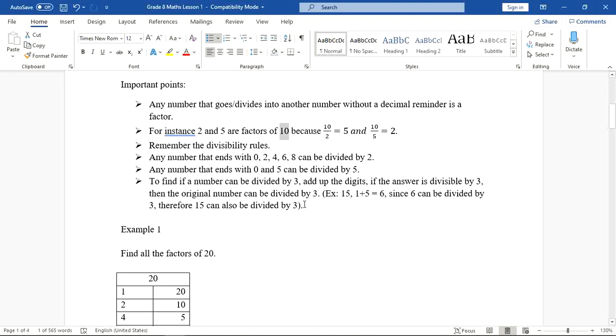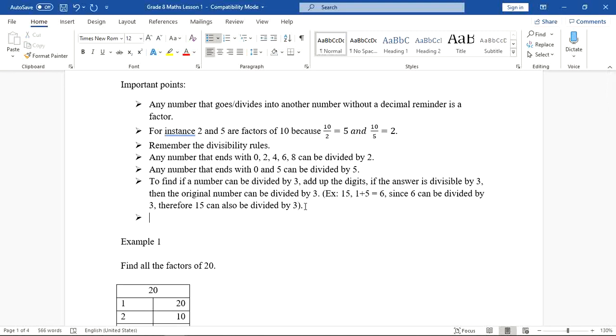Let me just quickly write it down here so you can see what I'm talking about. Number 10 has 4 factors. It has 1, 2, 5, and 10 itself. So 1 goes into 10, 10 times, and 2 goes into 10, 5 times.